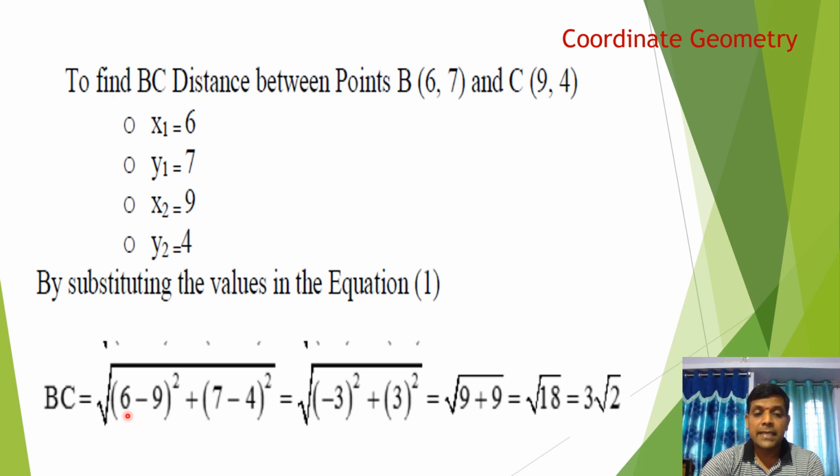Square root of 6 minus 9 means minus 3, whole squared, plus 7 minus 4 means 3 squared. This is written as the square root of (minus 3) squared plus 3 squared. Minus 3 squared means minus 3 into minus 3, which is 9, plus 3 squared means 3 into 3, which is 9. This is written as the square root of 9 plus 9. 9 plus 9 is equal to 18. So root over 18. Root over 18 is written as 3 root 2. This is the simplest form. Now the next one.